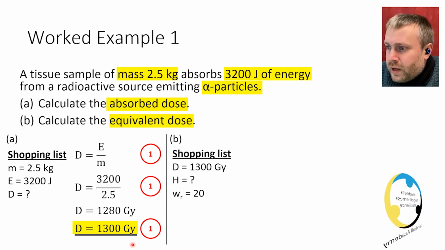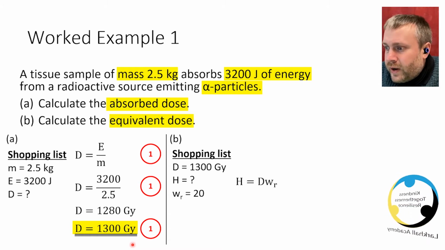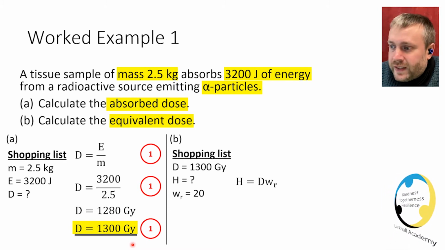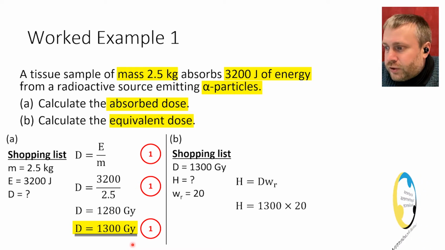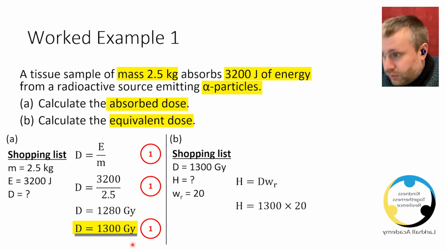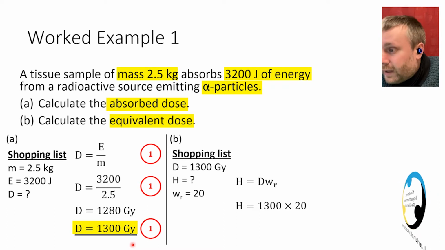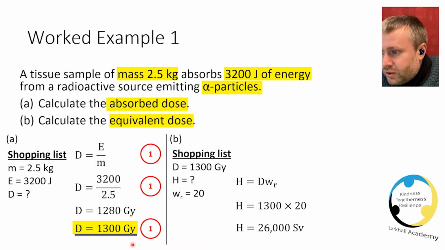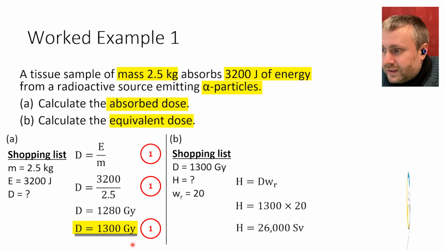So let's put down our first mark now. Our equation, H equals D times WR, so that's the equivalent dose is equal to the absorbed dose times the radiation weighting factor. Plug in our numbers for our second mark, so H is equal to 1,300 multiplied by 20, and finally our answer, H is equal to 26,000 sieverts.